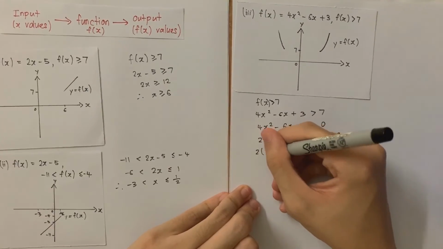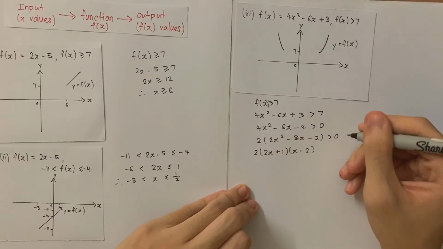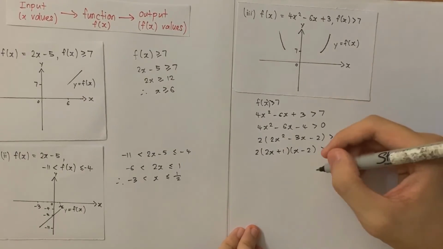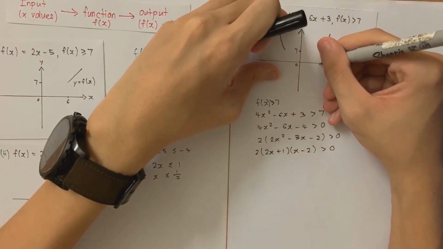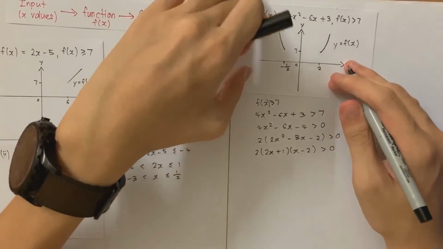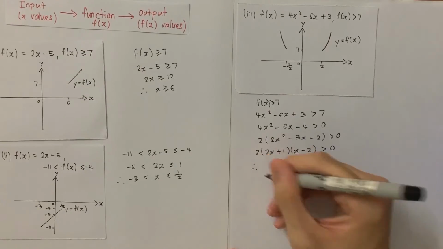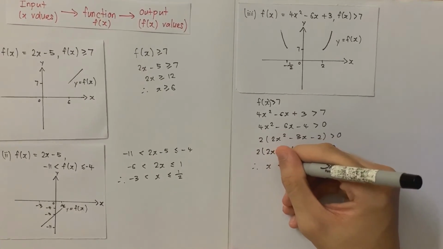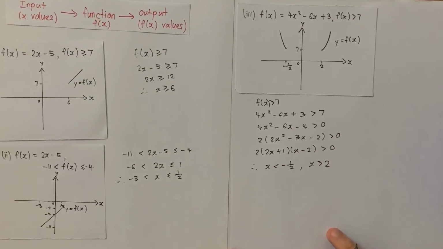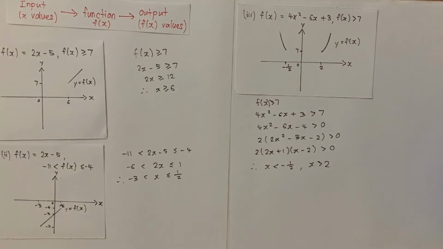Can we factorize that? I think we can. Minus 2 plus 1. Yeah, looks good. So that means one of the roots is 2, and the other is negative half. So in conclusion, we'll have x is smaller than negative half, or x is more than 2. So that's the restricted domain for this particular function where f of x is more than 7.